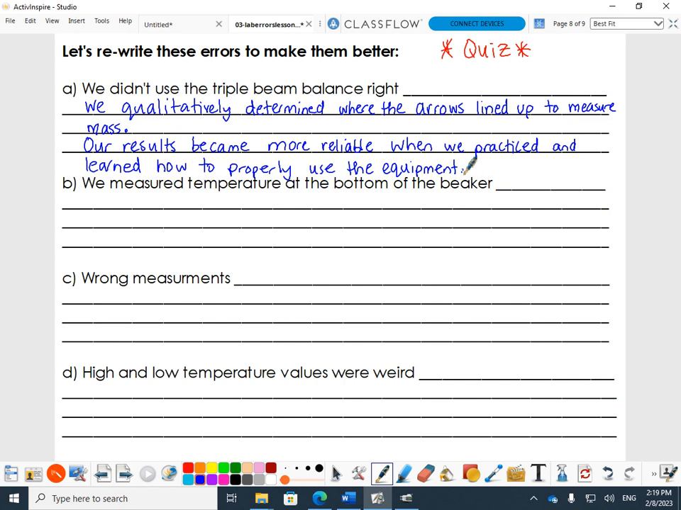So again, you can even go back and think of, is my error systematic? Did I automatically start with crappy data? Okay. So I'll write about the bottom of the beaker, but you can write, it should be at a consistent height or whatever.